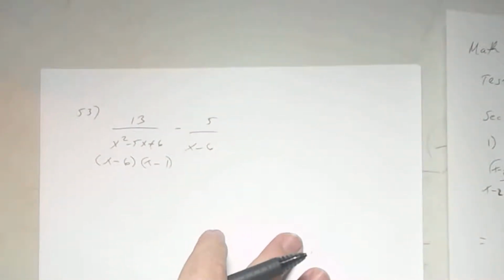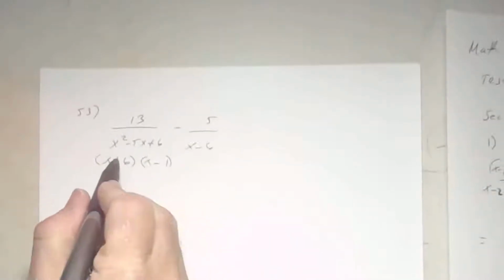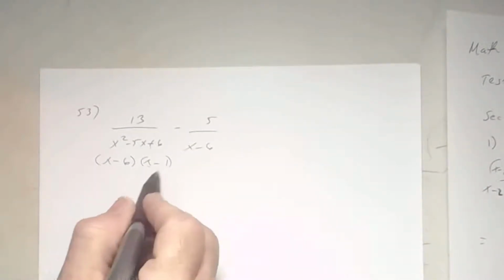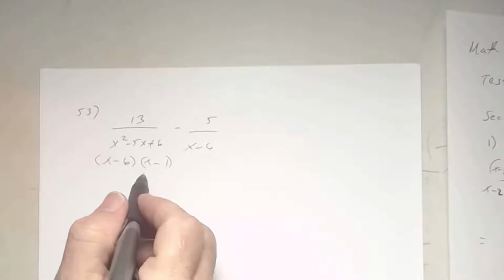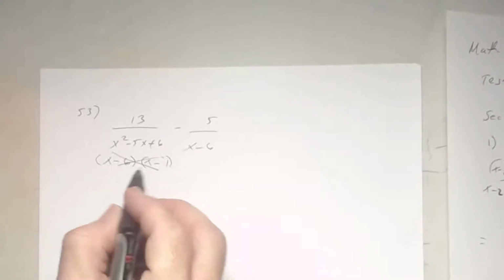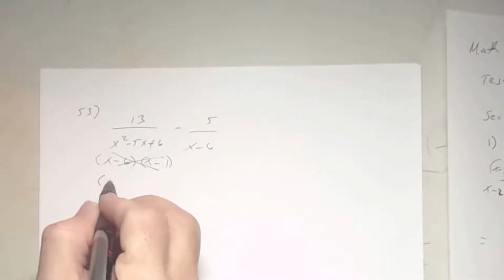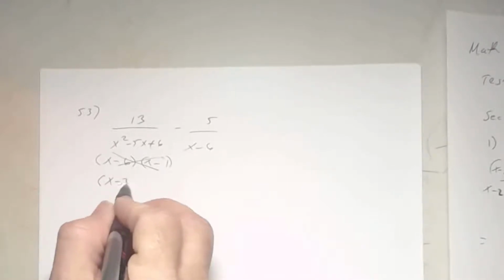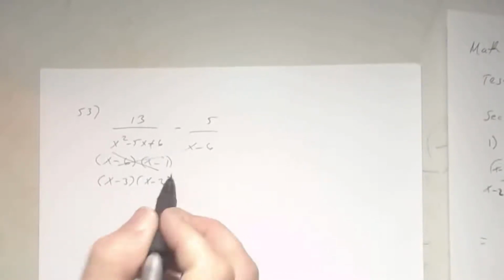That wasn't a 3 and a 2 because 3 and 2 is not going to work. Oh, I'm so sorry, I'm wrong. That's not correct because this is minus 7x, so that doesn't work. When the last sign is positive, it has to be 3 and 2. So it's x minus 3 times x minus 2.